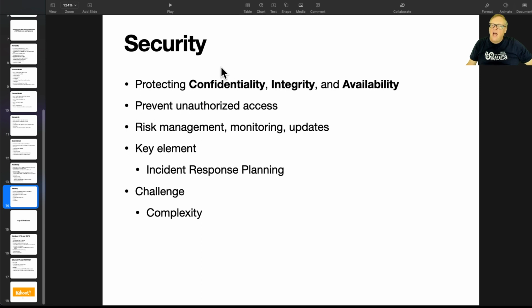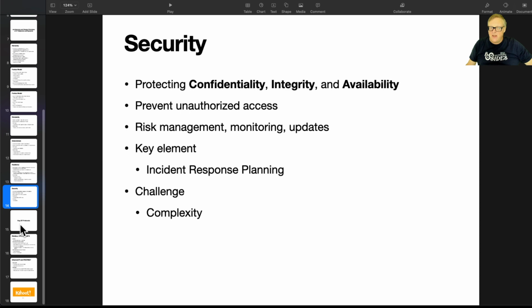In IT security, you have confidentiality, integrity, and availability, and you worry about things like preventing unauthorized access, risk management, and so on, and your incident response planning is a big part of it. And we're all used to that in all our other courses.